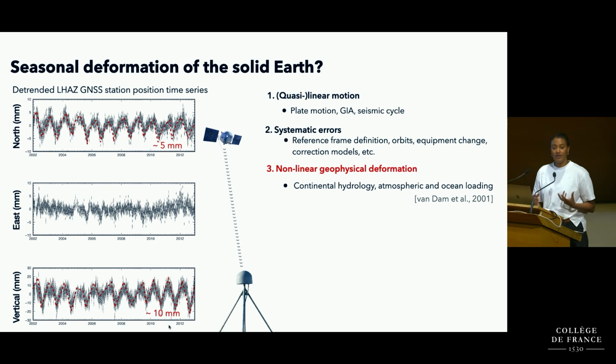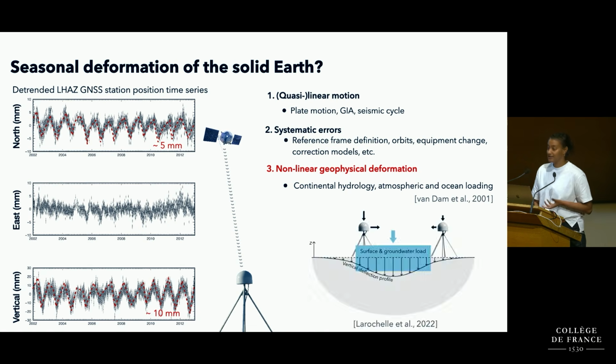And those deformations that have a clear annual signal have been related to variations in continental hydrology, atmospheric, and oceanic load. And the idea is very simple. When you have a load, water load or climate load at the surface, you will deflect the plate, and so you will record the deformation with the GNSS station. So basically, if I apply a load, then my GNSS station is going to go towards the load and down, and if I remove the load, then I will have a deformation in the other direction.